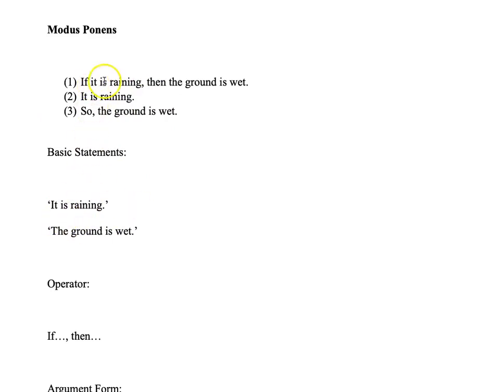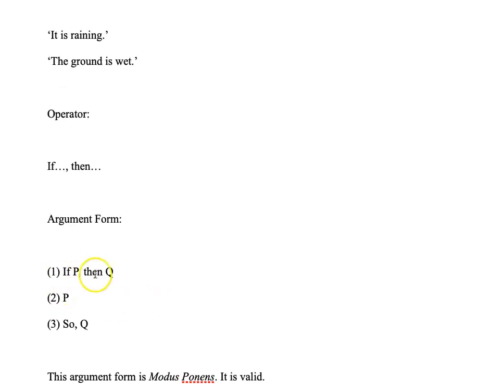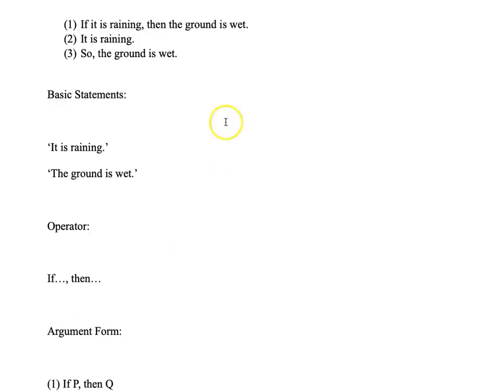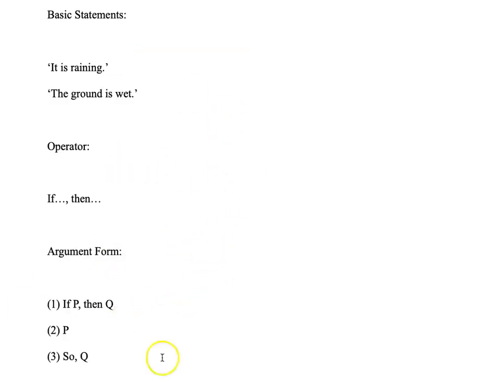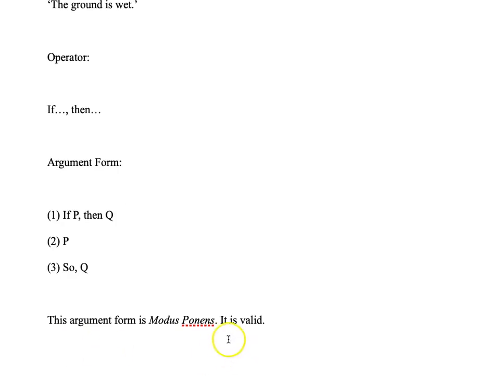So it's raining appears here and here, so let's replace each instance of it's raining with a P. The ground is wet appears here and here. Let's replace each instance of the ground is wet with a Q. And that gives us if P, then Q, P, so Q. That argument form is valid. Anytime you can take something and using that method put it into this form, you just know it's valid. This argument form is called Modus Ponens.